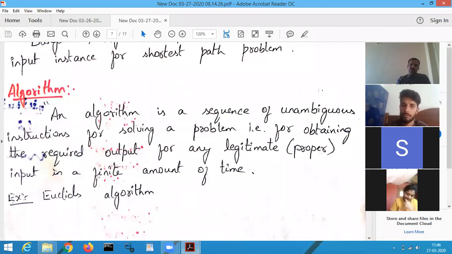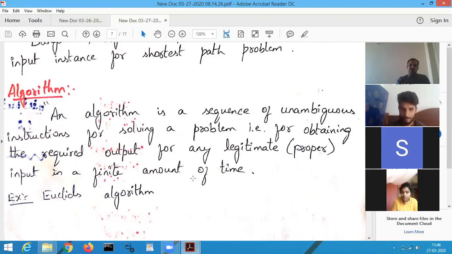Your algorithm should terminate. It should not take years to complete. This is the meaning of the algorithm. Once again, I repeat, this is very, very important in an exam or the Viva. An algorithm is a sequence of unambiguous instructions for solving any problem, that is, for obtaining the actual output for any proper input in a stipulated amount of time. That means your algorithm should terminate after it.